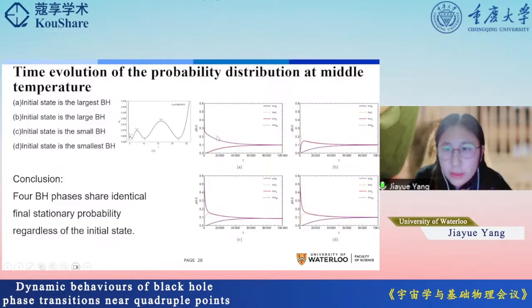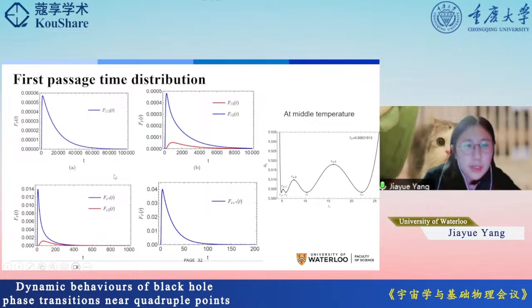So after some calculation of the first passage time distribution for any given initial phase, we have the first passage times for the four initial states. And also we can plot the first passage time distribution as a function of time. So this is the first passage time distribution diagram at this intermediate temperature. At this temperature, as we can see, in all the diagrams there is a peak for these curves.